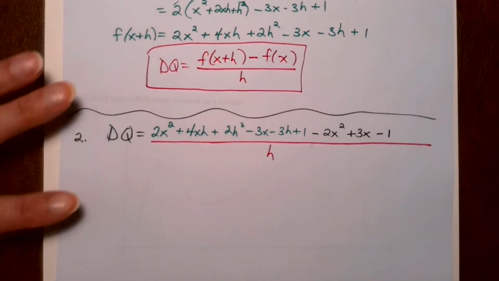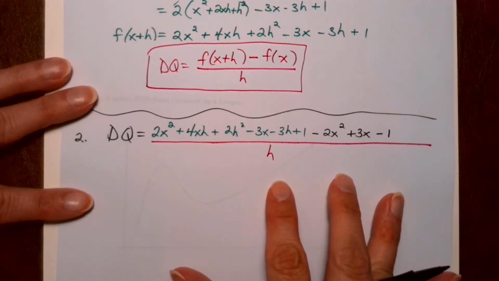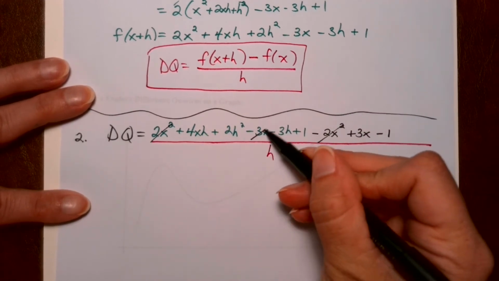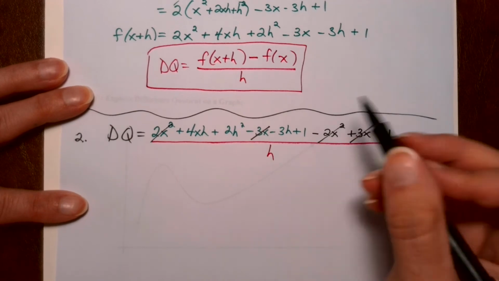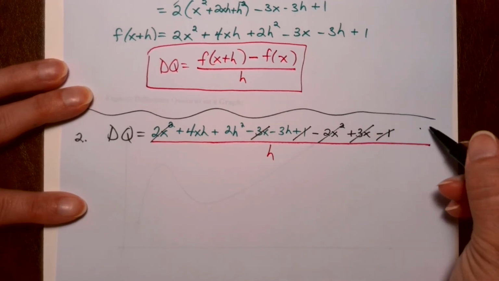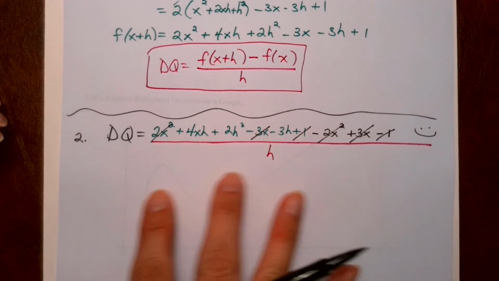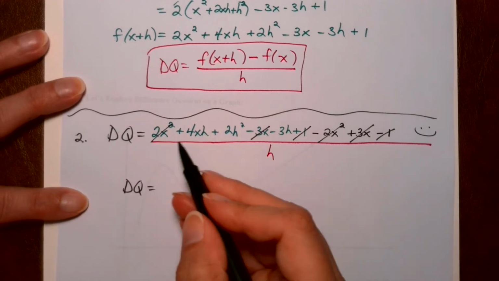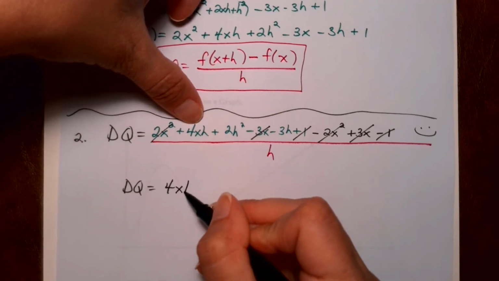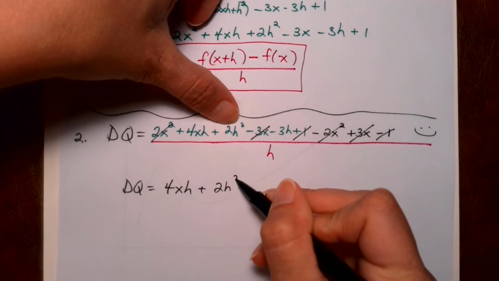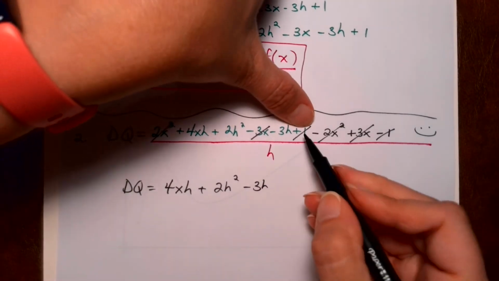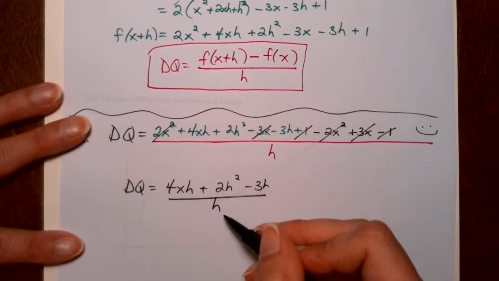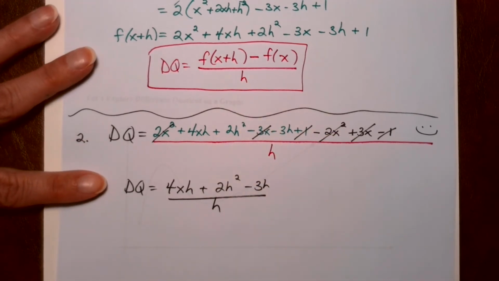Now remember what was supposed to happen if you're getting it correct. Things should cancel. 2x squared minus 2x squared. Negative 3x, positive 3x. Positive 1, negative 1. Stuff's going to cancel. As soon as it cancels, you need to write the new line. The difference quotient is 4xh plus 2h squared minus 3h, cancel, cancel. Oh, that's it. All over h. Do not forget to write over h. That's part of the formula, and it needs to be there.